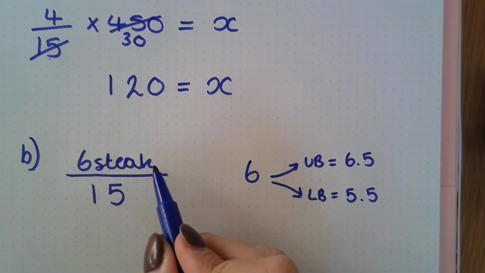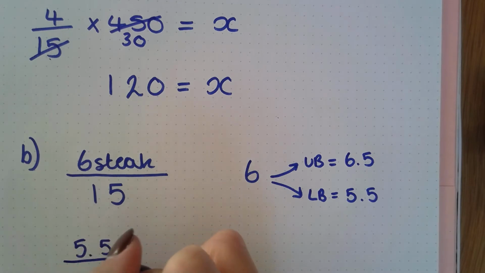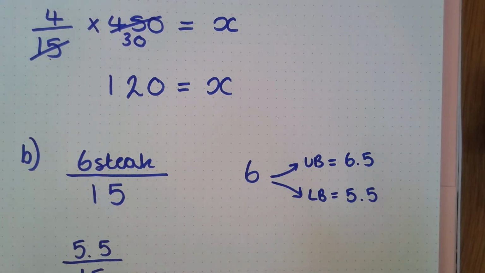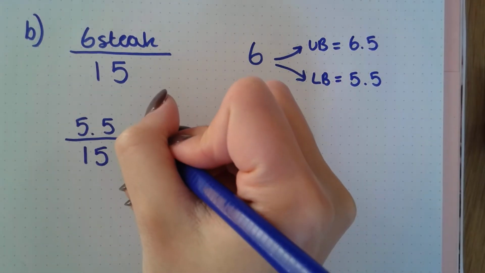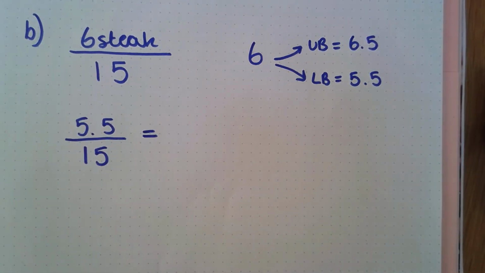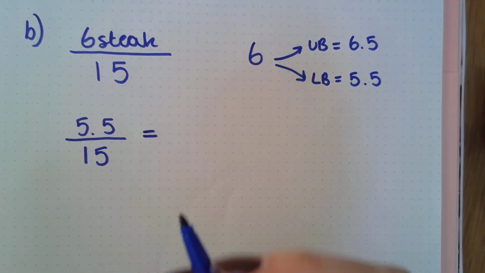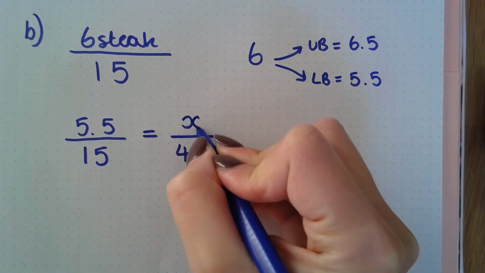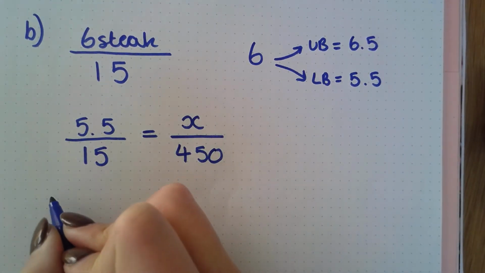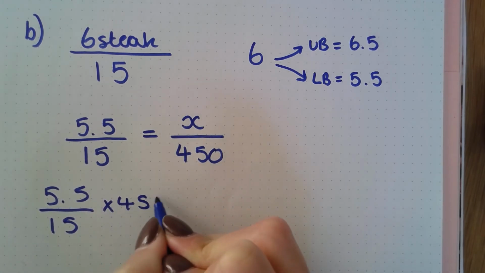So it says we want to work out the lower bound. So I'm not going to use 6, I'm going to use my lower bound. So I've got 5.5 out of 15. It's asked us to find out the probability that the pie is a steak pie out of the total pies made. So we've still got out of 450, but we don't know how many were made. So same process, 5.5 over 15 times 450.